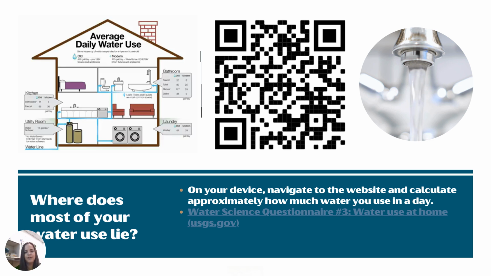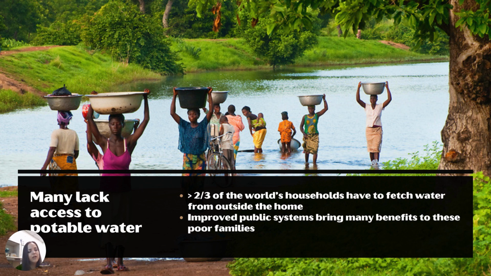Okay, so try this at home. If you want to scan the QR code, it'll take you to that questionnaire and you can figure out where you spend most of your water use. But you're lucky. You live in a modern society where you can turn on the tap and water comes out. And it's water that you can drink. So a lot of people don't like drinking some of the water in Fresno in particular because it tastes kind of like chlorine because it's treated, but it's safe to drink.